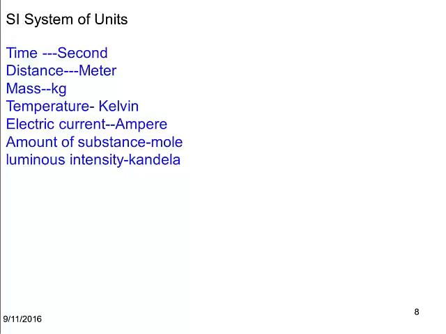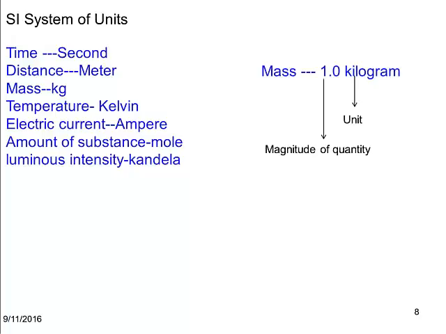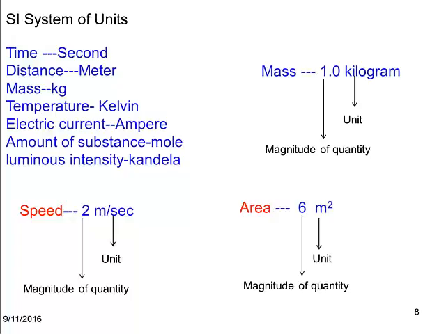The number that you get from the measurement is called the magnitude of the quantity. Thus the mass of the ball may be given as 1 kilogram. Speed will have the unit of meters per second, as it is distance covered divided by the time taken. Similarly, the area of a rectangle, which is the product of length times width, will have meter square as unit.